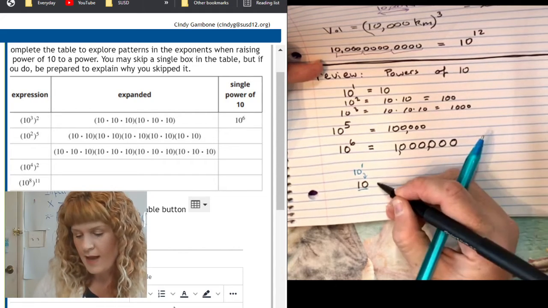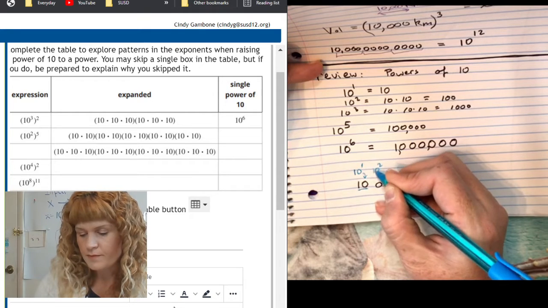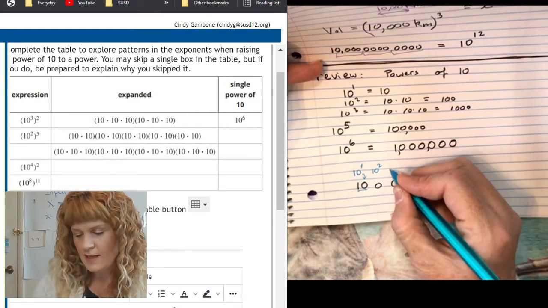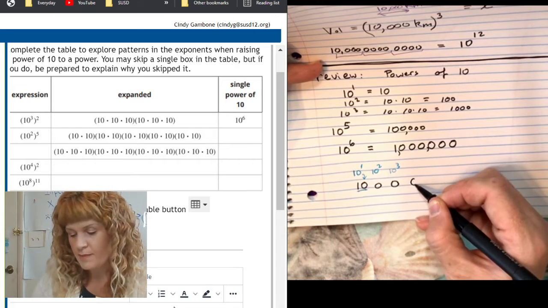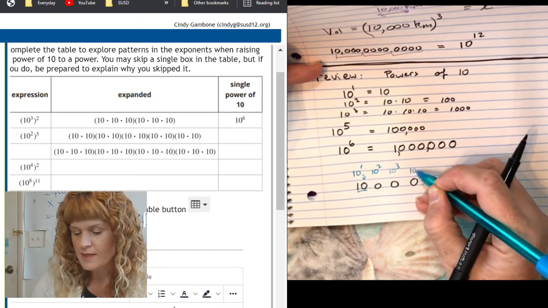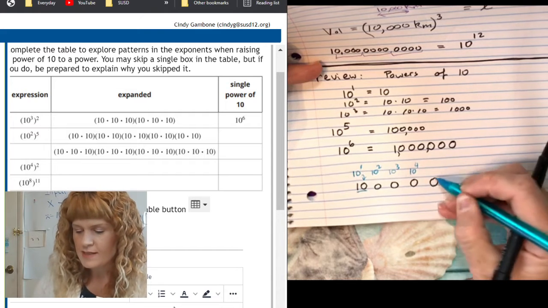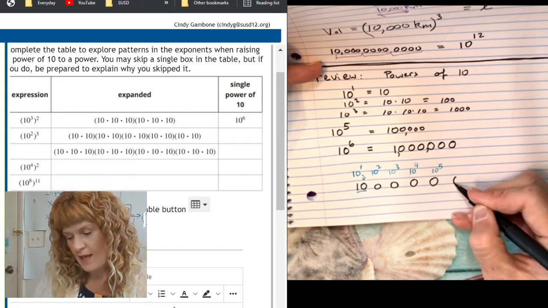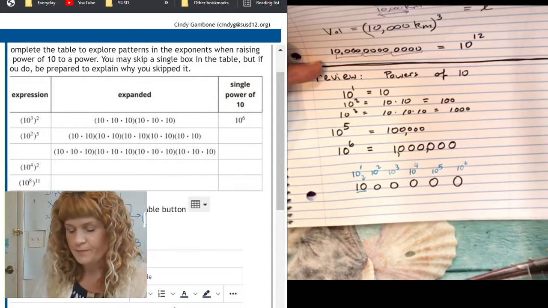Okay? Now if I add on a 0, that is 10 to the second power. And if I add on a 0, that is 10 to the third power. And when I say add on a 0, what I mean is multiply by 10 again. So if I again multiply by 10, then that becomes 10 to the fourth power. If I again multiply by 10, that is 10 to the fifth power. If I again multiply by 10, okay, now you got it, right? That's 10 to the sixth power.